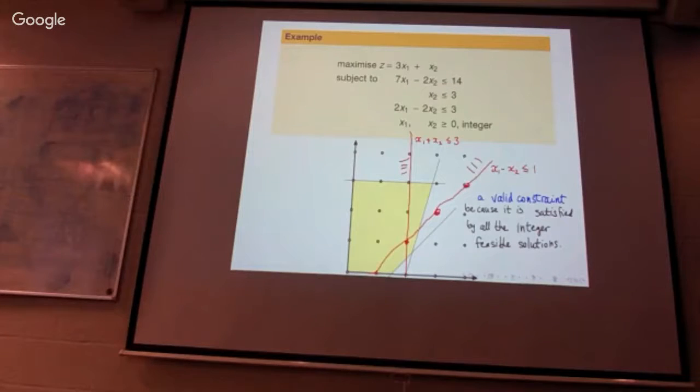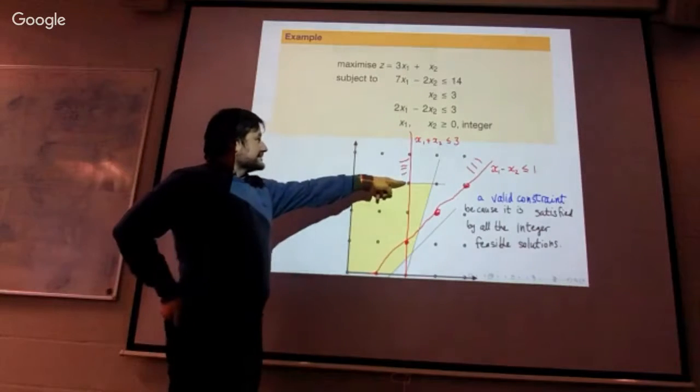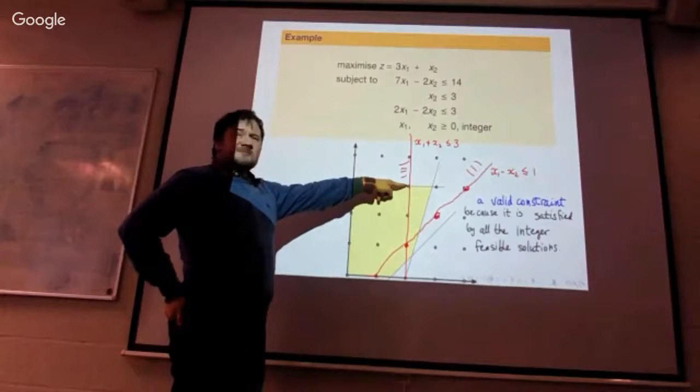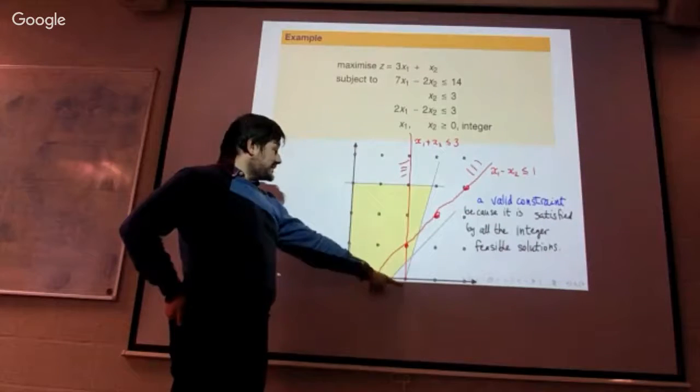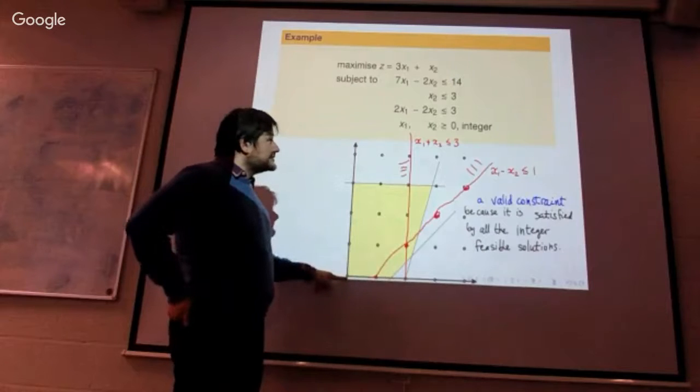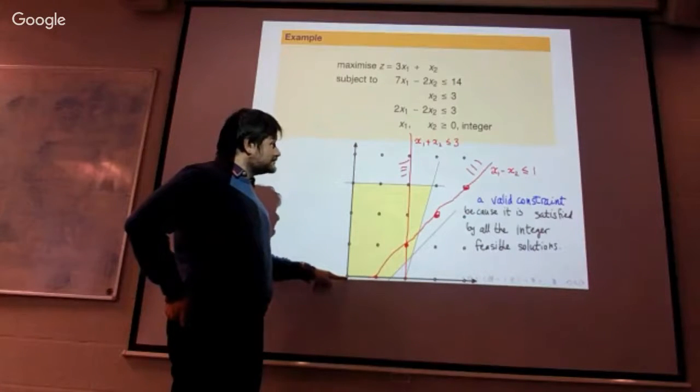So this is x1 plus x2 is less than or equal to 3. It's not. The top of the yellow region is x2 is 3 and x1 is 2, which makes it 5, which is not less than 3. It's the line x1. That's true here. X1 is always less than 3.